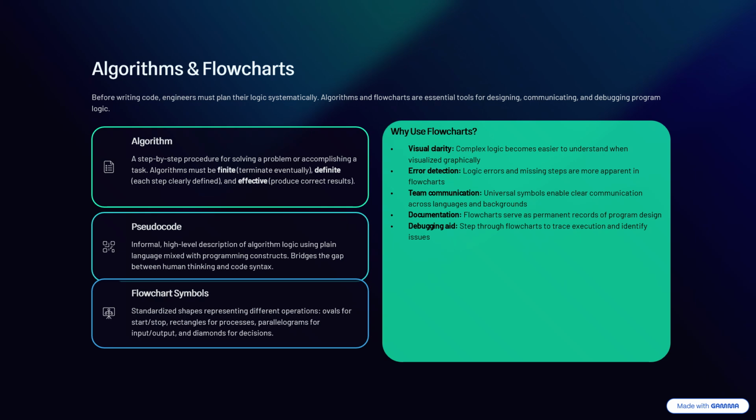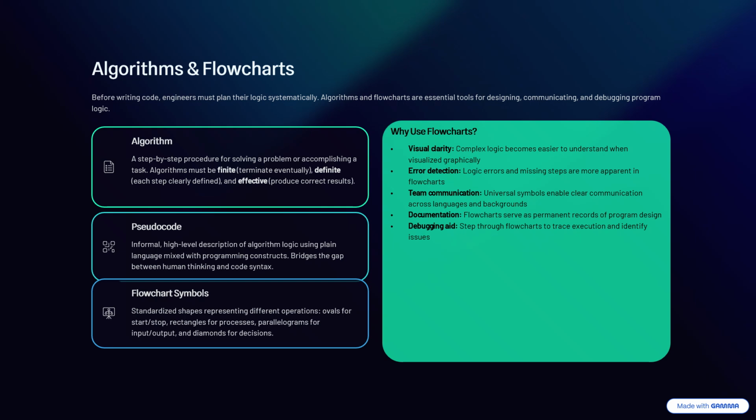So let's talk about what is an algorithm. This is a step-by-step procedure for solving a problem. To be successful, an algorithm must be finite. It must eventually end. Definite. Each step is clearly defined in it. And effective. It produces the correct result.